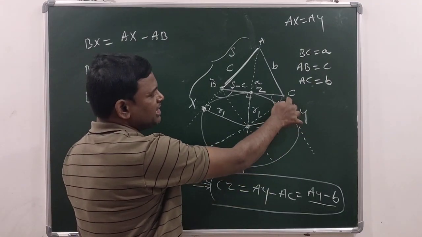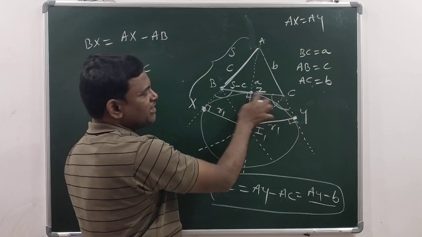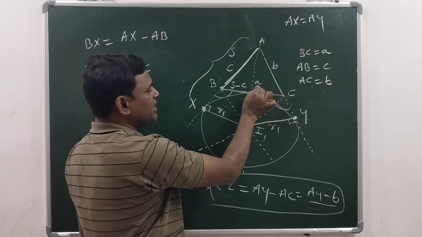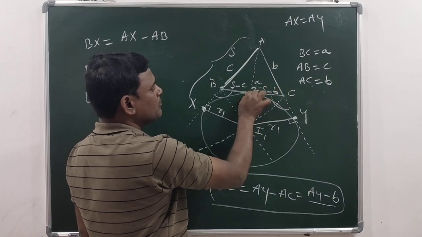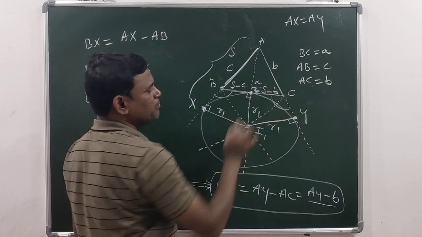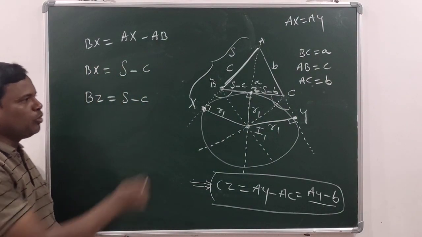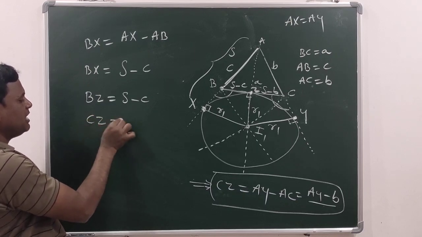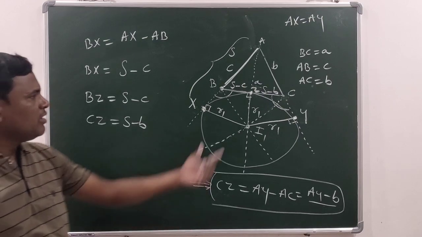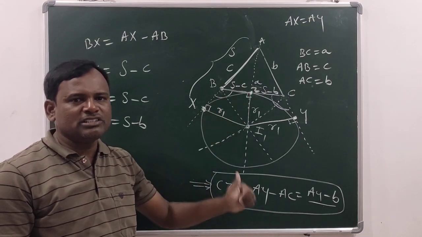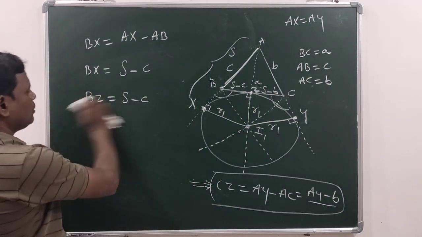Suppose if you want CY, S minus B you will get. That is equivalent to CZ. So CZ length will be how much, students? S minus B. Okay? I hope you have understood how this CZ will become S minus B. Okay? Right. Remember here, BZ length will be how much? S minus C. CZ length will be how much? S minus B.